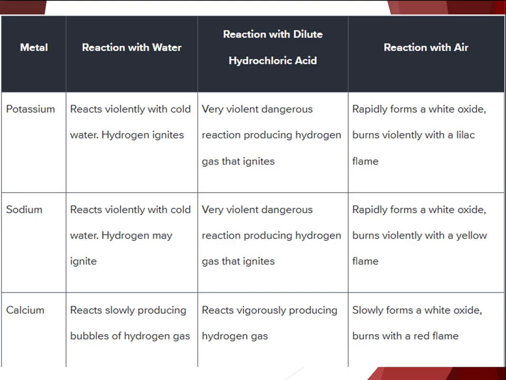Metal, potassium, reacts violently with cold water, and hydrogen will ignite. Reaction with dilute hydrochloric acid is very violent, a dangerous reaction that produces hydrogen gas that will ignite. Potassium's reaction with air rapidly forms a white oxide and burns violently with a lilac flame.